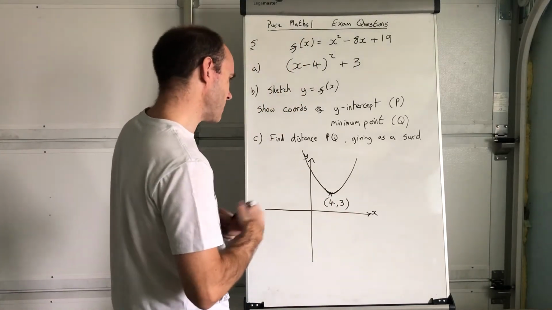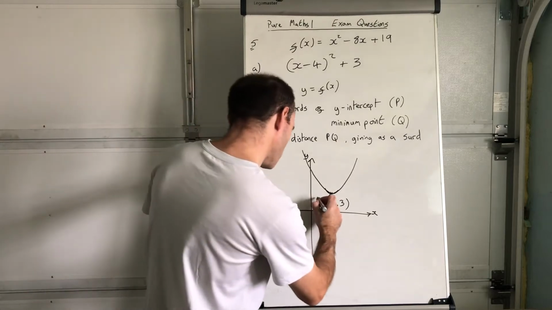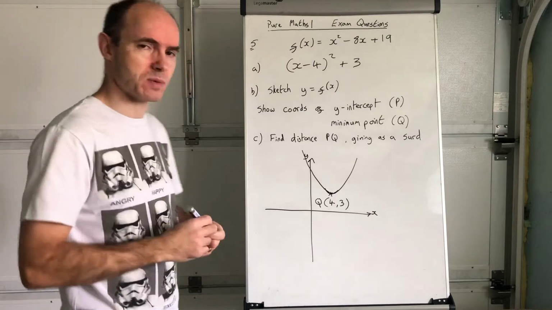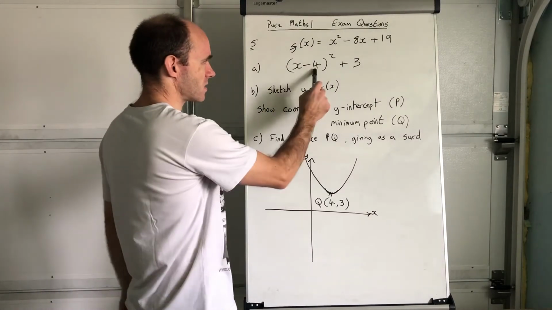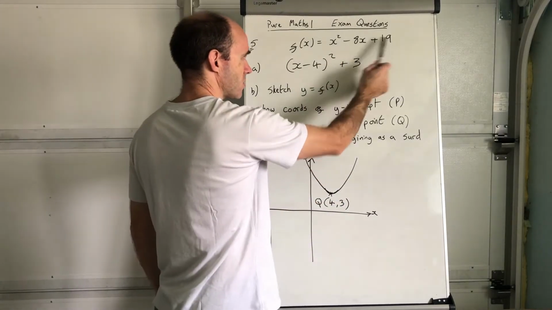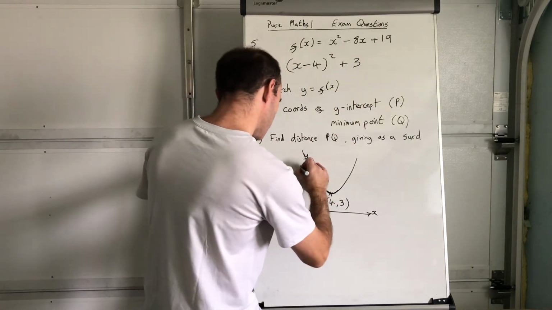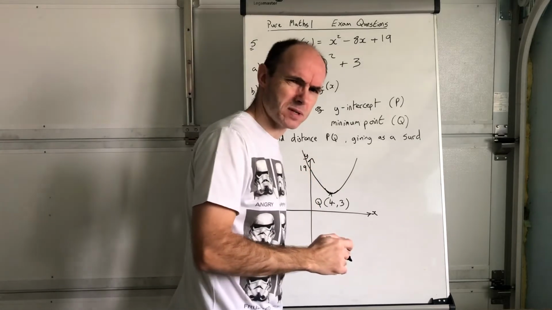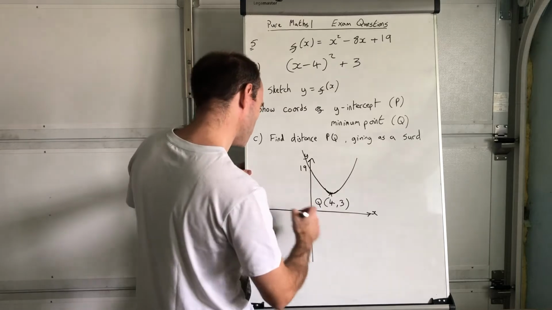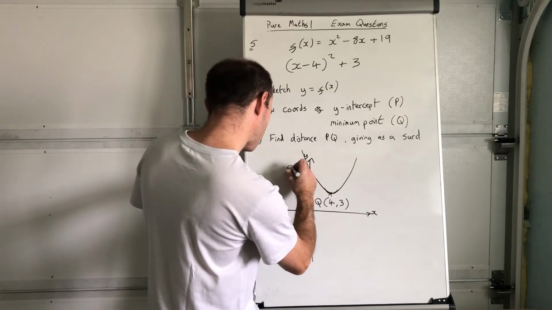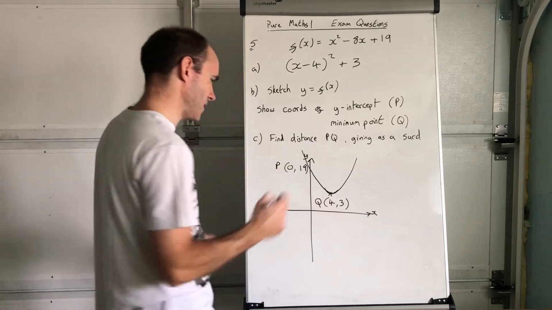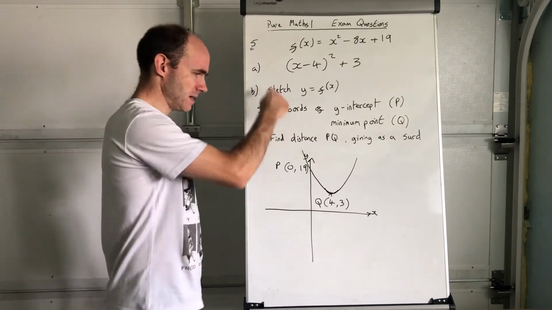I'm just going to label that as point Q, and point P needs to be there, the y-intercept. Well, of course, that's when x is 0. So you've got 16 plus 3, which is 19. Or look at the top one: (0, 19). Sorry, did I just say 16 plus 3 is 9? I apologise, I didn't mean to say that. Right, (0, 19), and that's point P. So that's part B done.